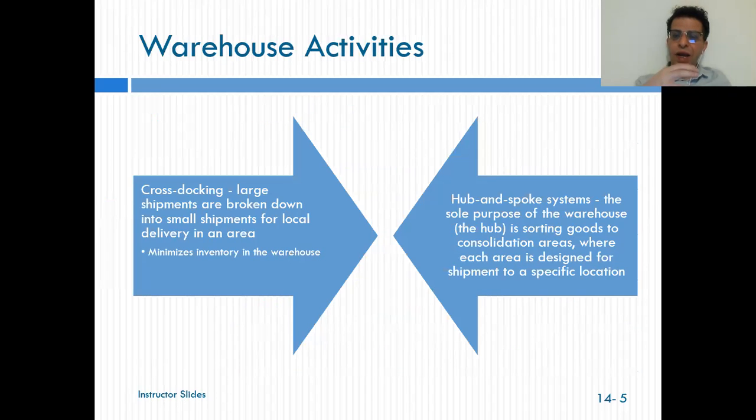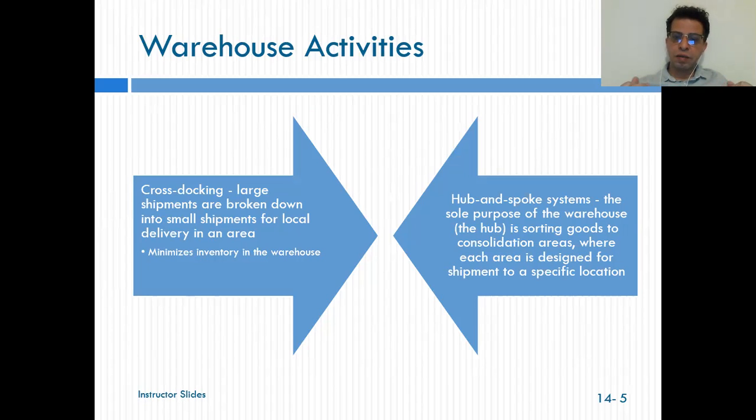Now, in warehouse activities, why do we have a warehouse? What kind of warehouse? It's cross docking, in which large shipments are broken down into smaller shipments for local delivery in an area. Jebel Ali, which you did an assignment about, is about big shipments being broken up into smaller ones. One of the goals is to minimize the inventory in the warehouse.